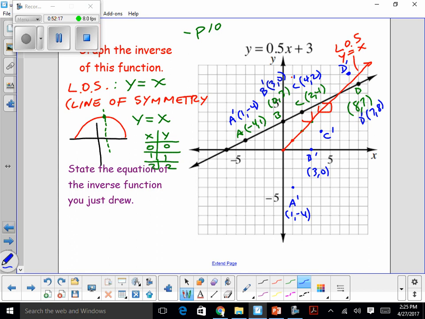I just found the inverse of this graph. How did I find the inverse? I named the original points, I found their inverse, and then I graphed it. Label, switch, graph.